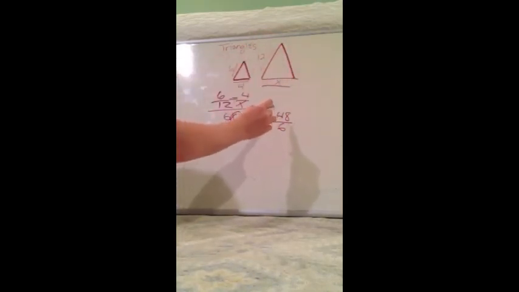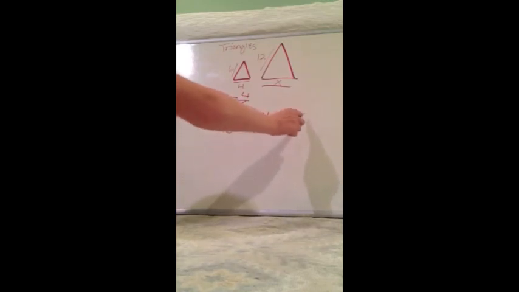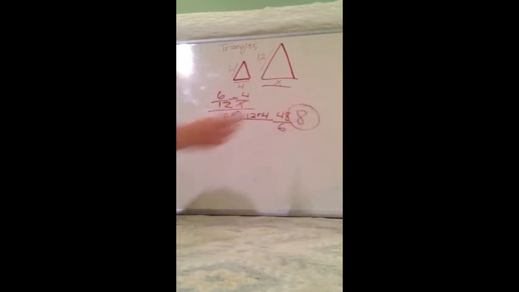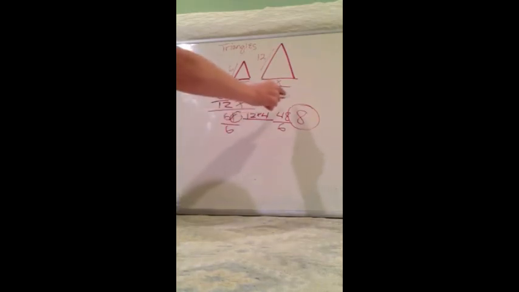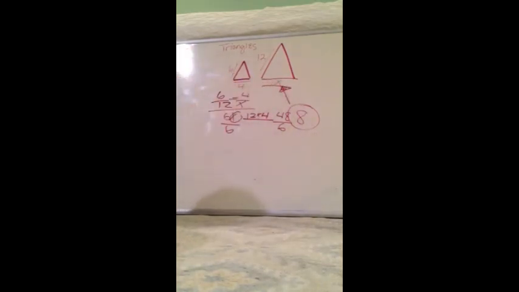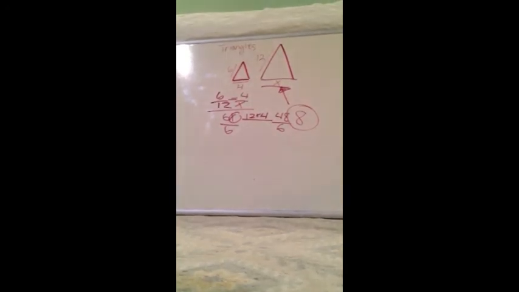So 48 divided by 6 ends up equaling 8. So I want you to yell to your teacher what 8 is. Okay, 8 is our width, and the x and the unknown length that we were trying to get throughout this whole example. So I hope you've learned a lot through these examples, and I hope you remember all the steps we have showed you when you see a similar figures problem.